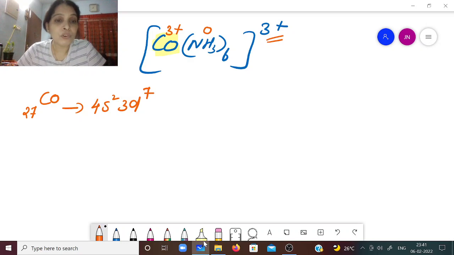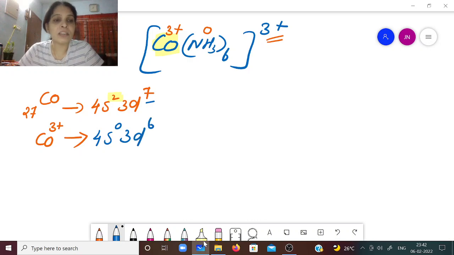Now cobalt is 4s2 3d7, but here it is cobalt 3 plus. We have to find out the electronic configuration of cobalt 3 plus. That means 3 electrons will be removed. So which 3 electrons will be removed? First, these 2 electrons from 4s will be removed, and then 1 electron from the 3d7 will be removed. So we will get 4s0 3d6. This is the electronic configuration of cobalt 3 plus.